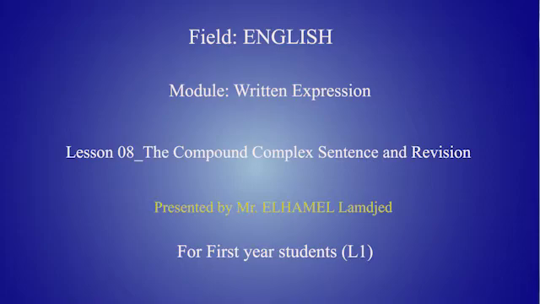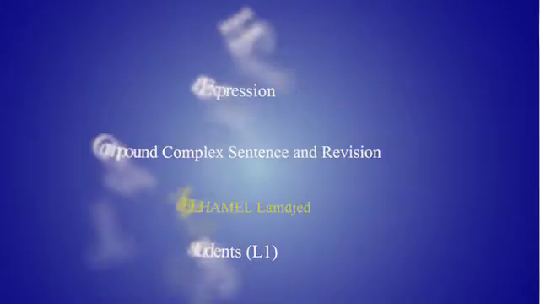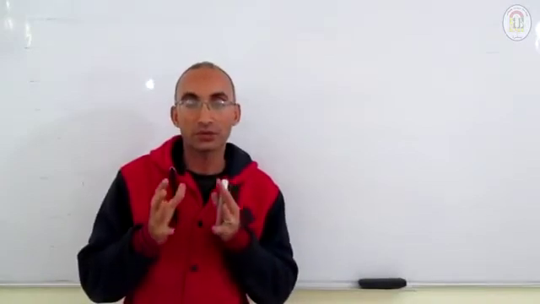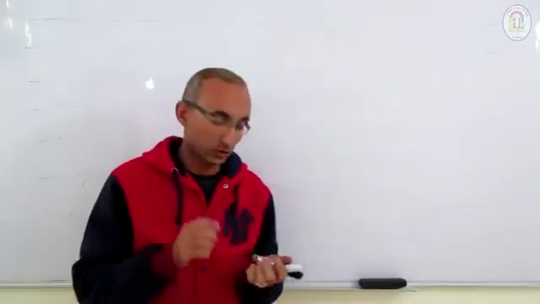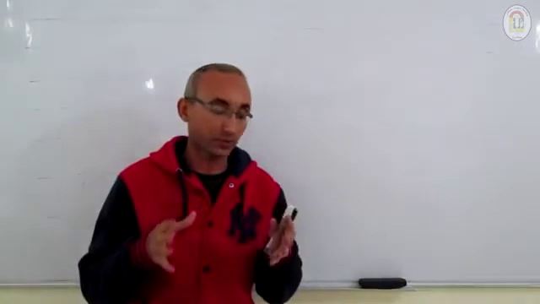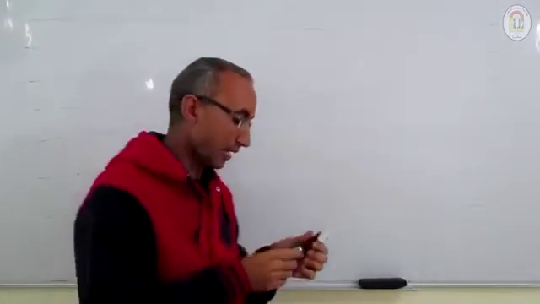Hello everyone. Now we reach our last type of English sentences, which is the compound complex sentence. It's a combination of the two previous types. So let's try to decipher the structure of this type.